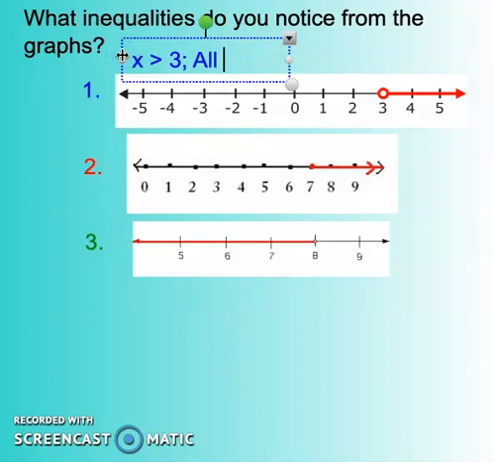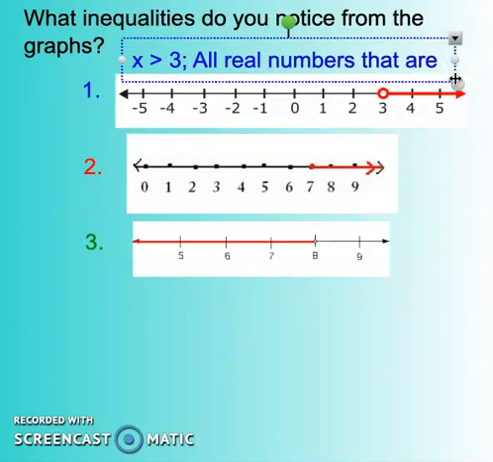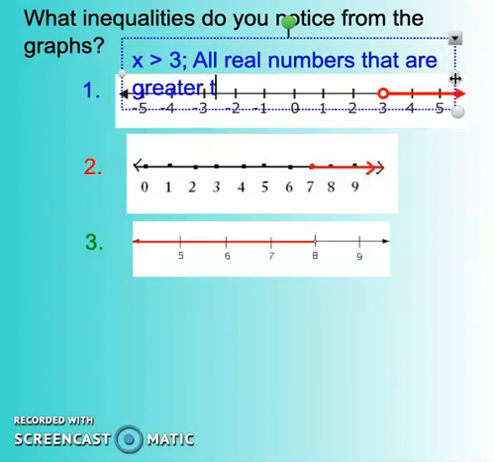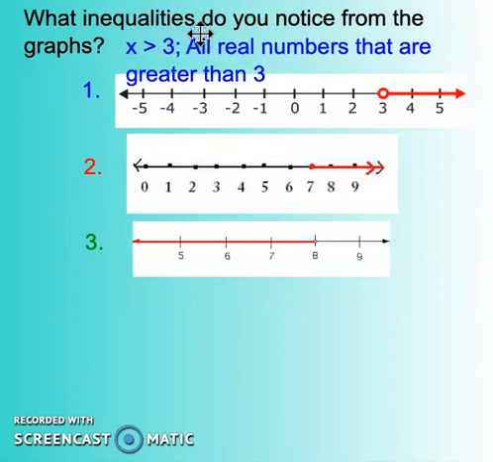So I'm going to start off with all real numbers that are, and it's a greater than symbol, so I'm going to say that are greater than 3. And that statement basically is saying that we're looking at all numbers. They can't be equal to 3, but they are greater than. So those are our solutions.